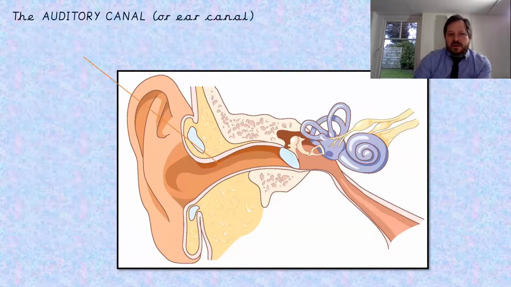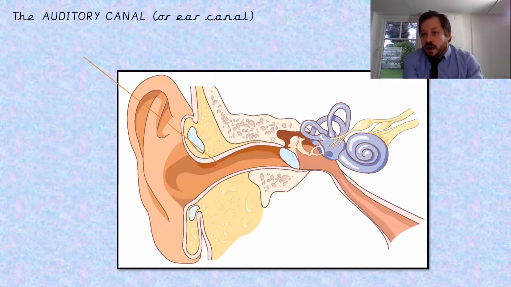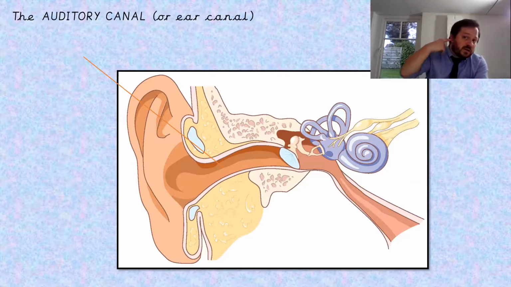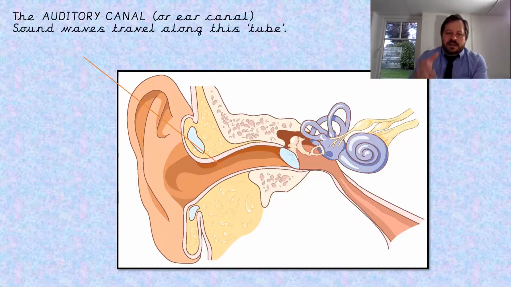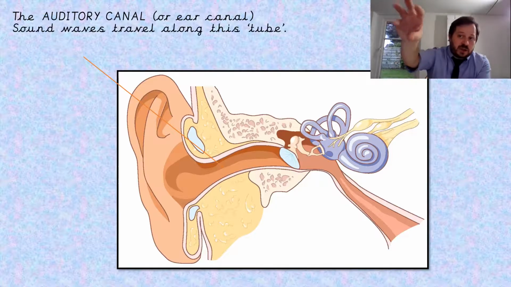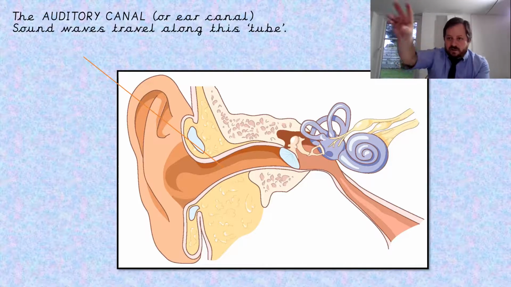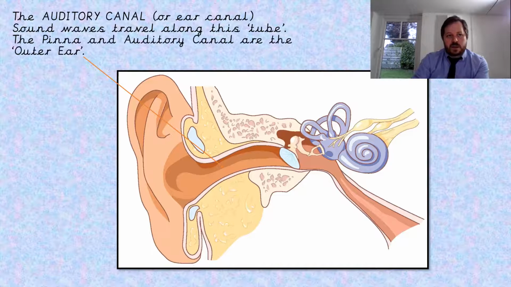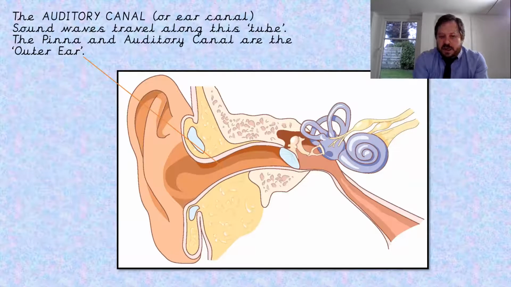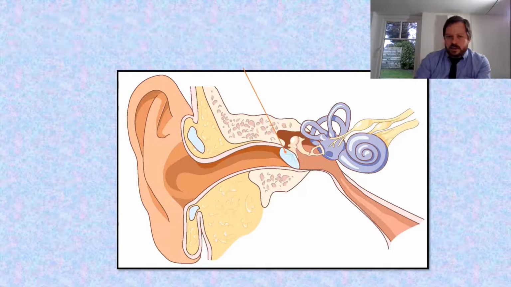What you then have is what's called the auditory canal, or the ear canal, which is the other bit you can see kind of inside. If you look further down, you can see that inner ear, and sometimes you get wax in there as well. And sound waves travel along this tube, as they normally would, by vibrating down it. Now, the pinna and auditory canal are called the outer ear. They're the bits that have contact to the vibrations that we feel in the air, or whatever we're listening to.